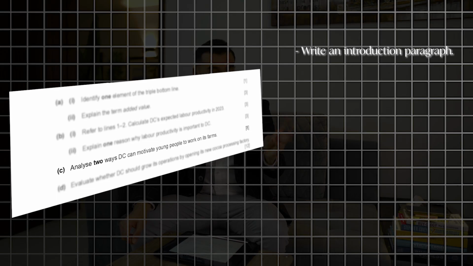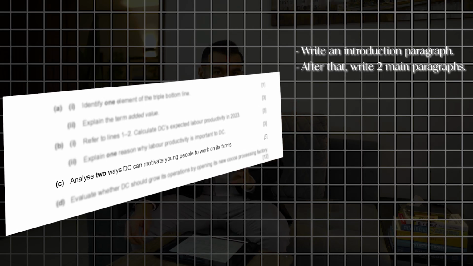And for this particular question, the 8 marker question in paper 2, you have to write an introduction paragraph, and then you have to write 2 main paragraphs for it, right? An introduction paragraph, and the 2 points should ideally be divided into 2 main paragraphs.